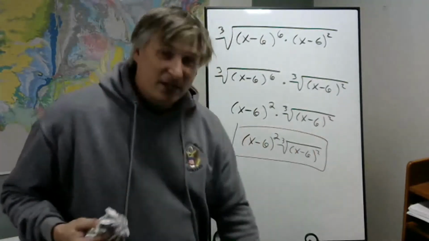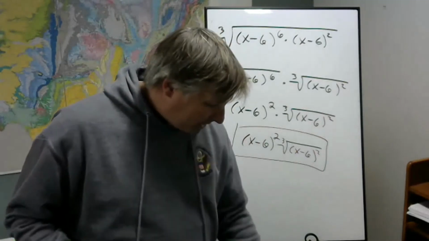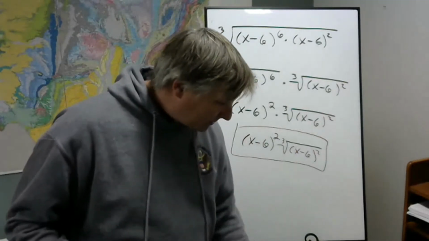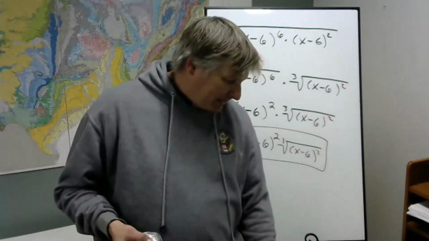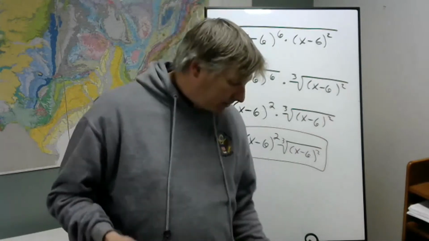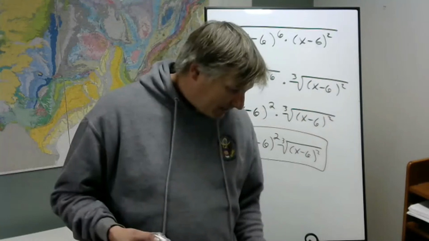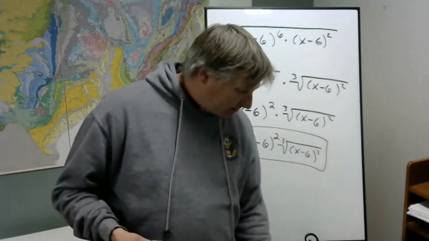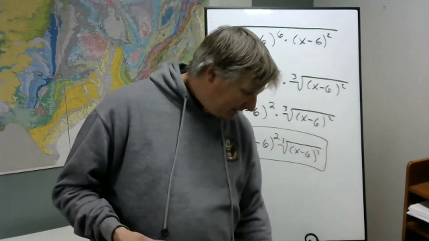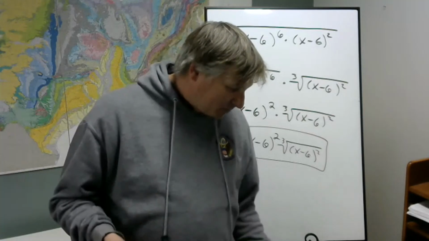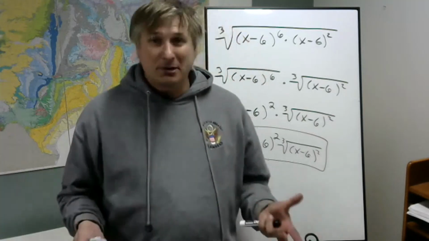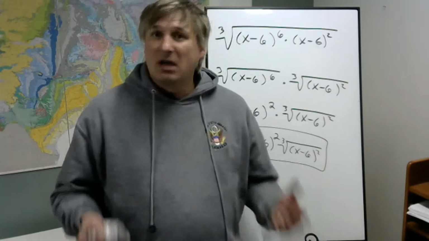So that's going to be it for section 7.3. If you have any questions, let me know. We're going to look at adding and subtracting in the next section, 7.4, and then we're going to look at the quotient rule. And that'll take us to our chapter midpoint. And then we'll do some more things with these radical expressions. So other than that, have a great day.